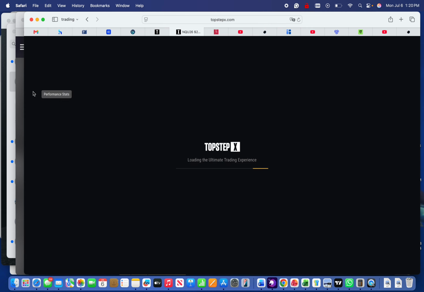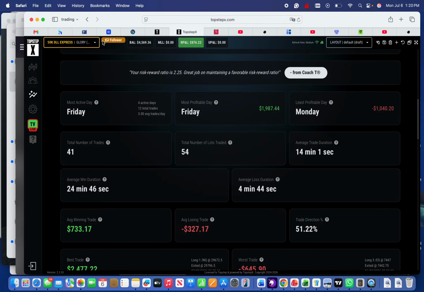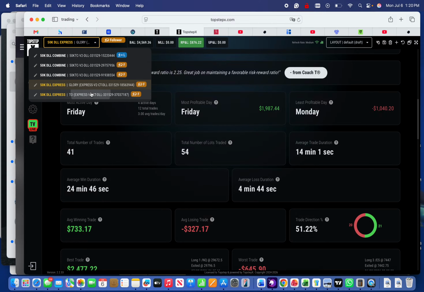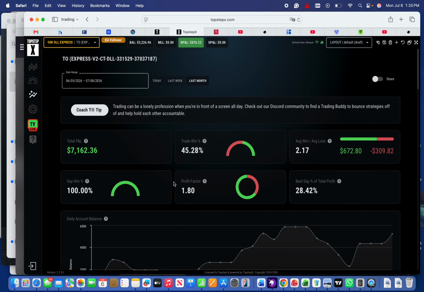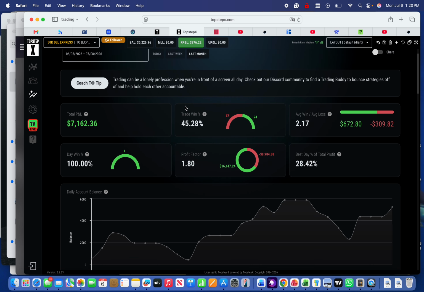Win rate. All right. Now my win rate is usually around 50%, but I did go on a crazy losing streak last week, so it's cool though. I'm not really tripping. It's 45%, but that's with last week.